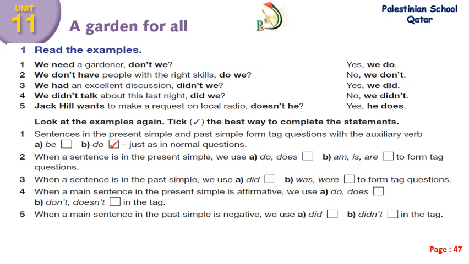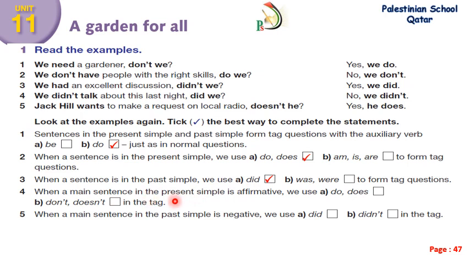Which is correct? A. Do, does. Number 3. When a sentence is in the past simple, we use A. did, or B. was, were, to form tag questions. Did you guess the answer? Really, it's very, very easy now. A. Did. Yes, very good.